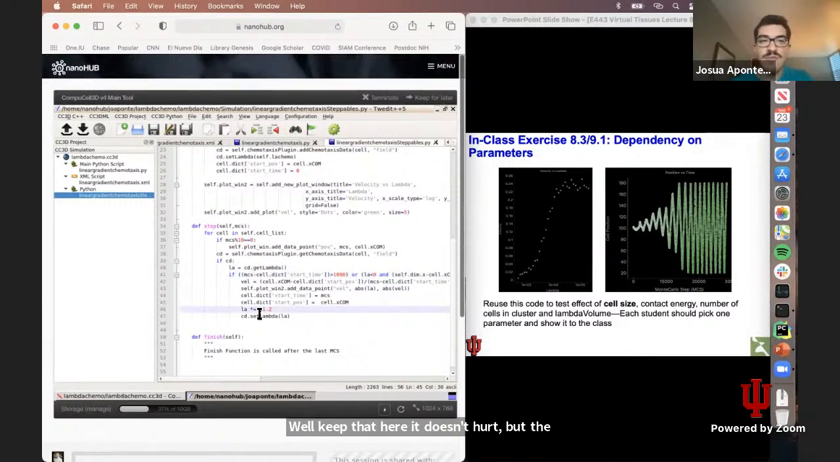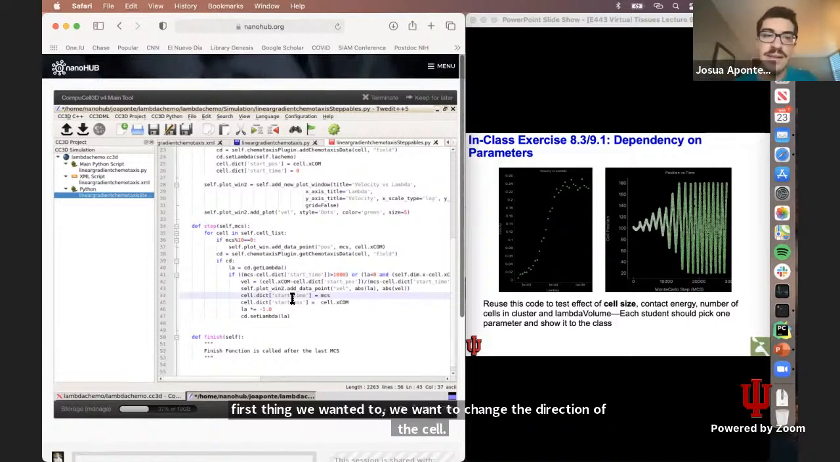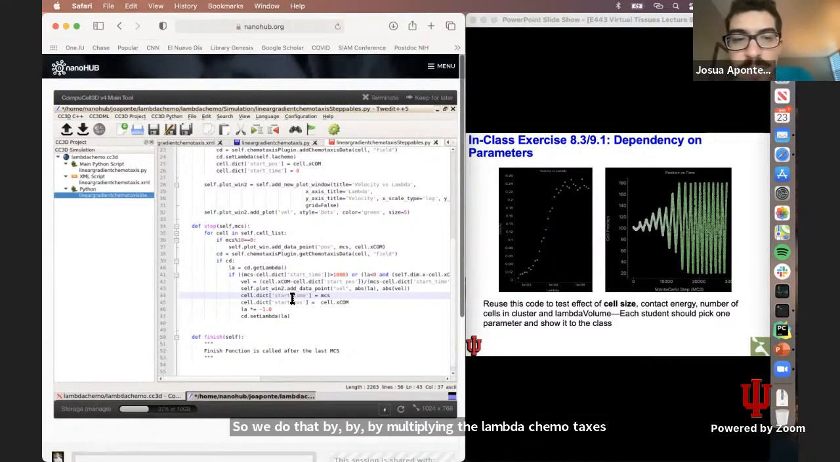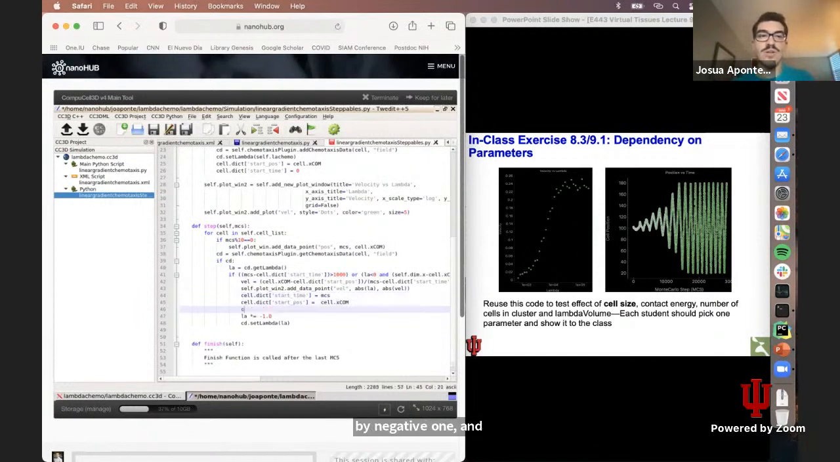But then what we want first is that when any of these conditions is met, the first thing we want is to change the direction of the cell. So we do that by multiplying the lambda chemotaxis by -1. And then we also want to increase the target volume of the cell by, let's say, 1.1.